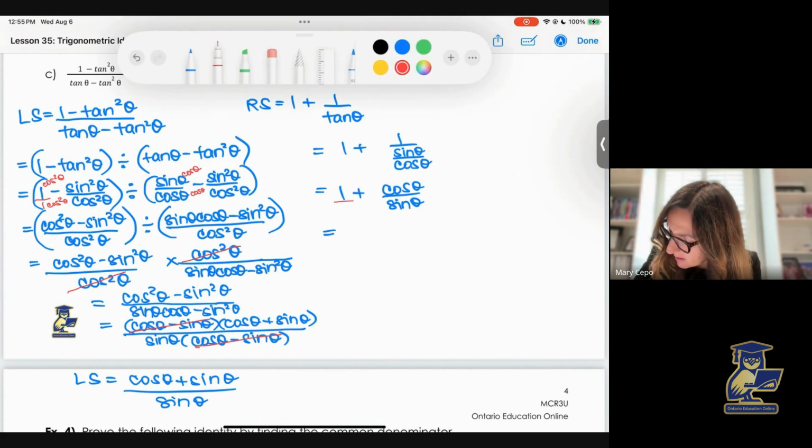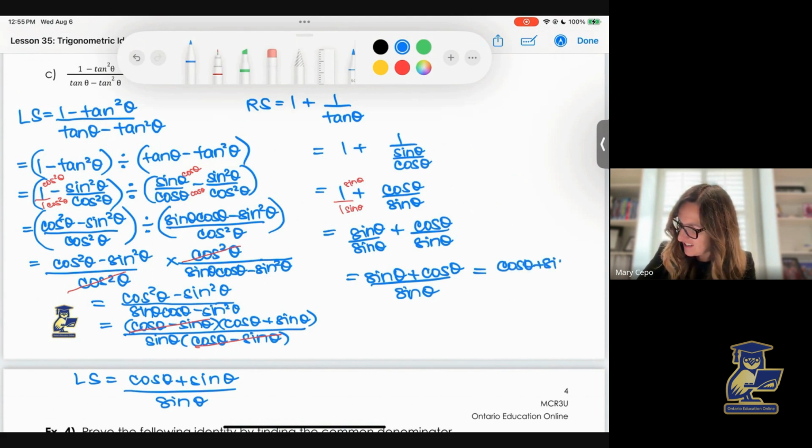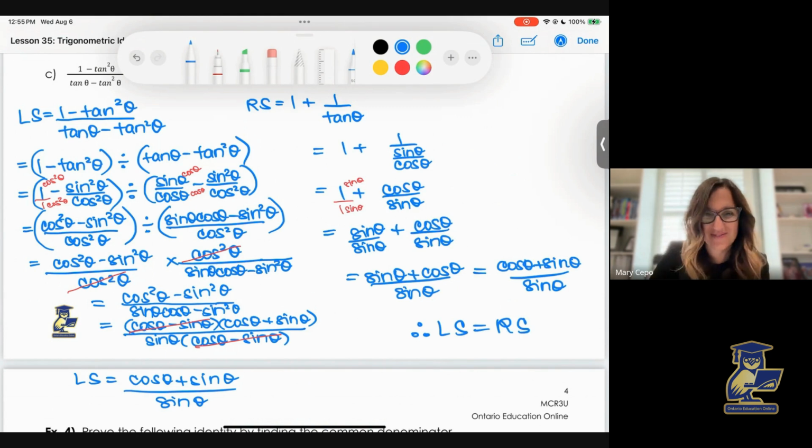In this case would be sine theta. So sine theta, what I do to the denominator, do the numerator. Now we have a common denominator, and this becomes sine theta over sine theta plus cos theta over sine theta. Denominators are the same. So it's sine theta plus cosine theta all over sine theta, which is again equal to left, because that is the same thing as cos theta plus sine. So therefore, left side is equal to the right-hand side.